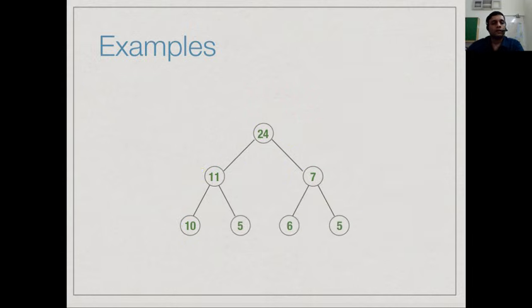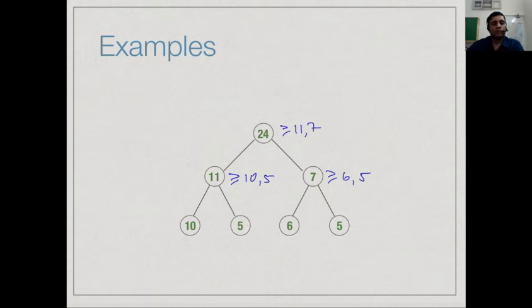So here is another heap. This one has 7 nodes, so again the shape is fixed, and again you can check that this is bigger than 11 and 7, 11 is bigger than 10 and 5, and 7 is bigger than 6 and 5, and the rest are all leaf nodes, so there is no problem. Right? So these are 2 examples of heaps.